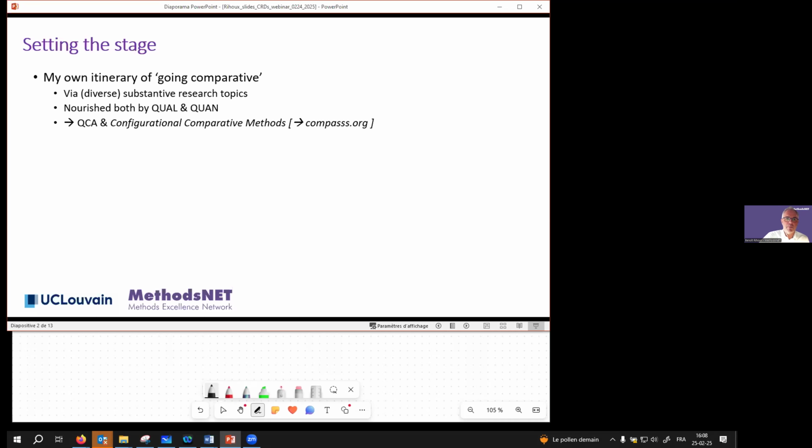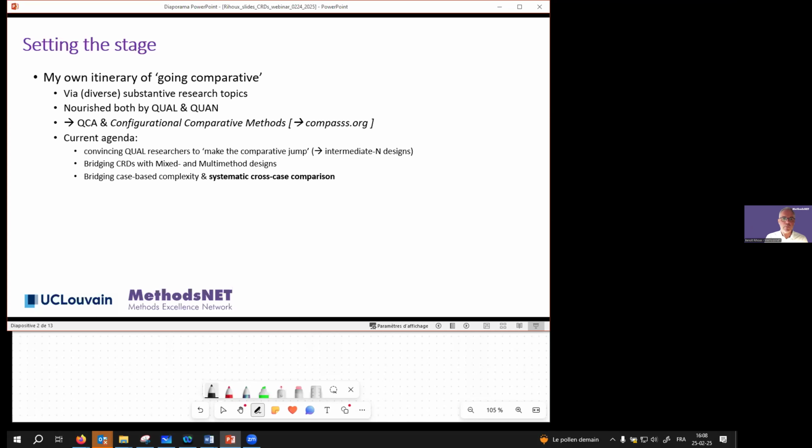I also wanted to move back down to the cases, if I may say, which led me to the field of QCA, qualitative comparative analysis, which I personally frame as part of a broader set of methods called configurational comparative methods, which COMPASS has been instrumental in disseminating and further developing. You can have a look at the compasss.org website. That's my core expertise, these methodologies. But today's topic is going to be much more about the broader picture of building comparative research, way beyond the QCA methodology.